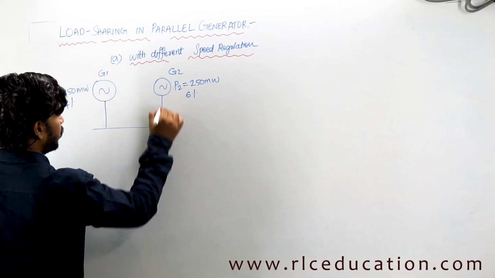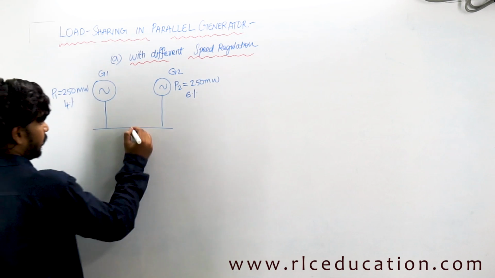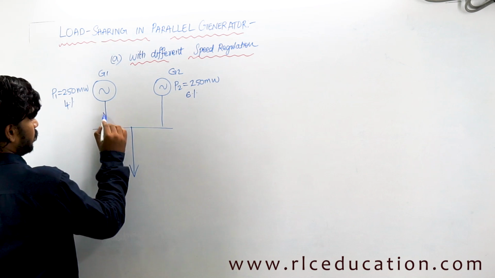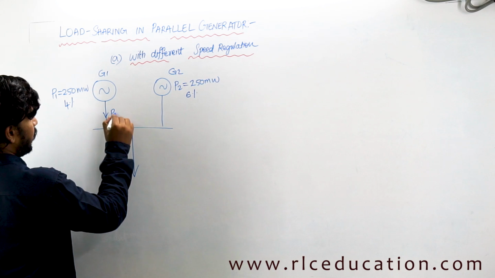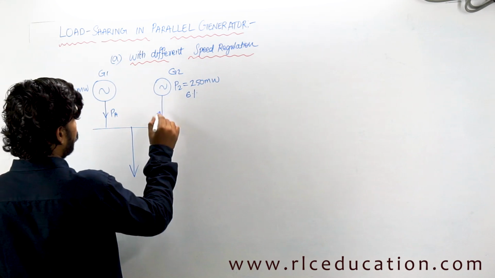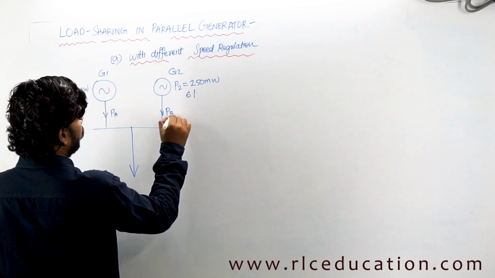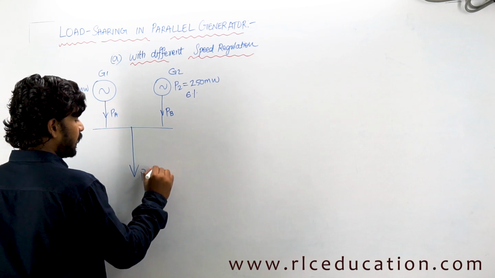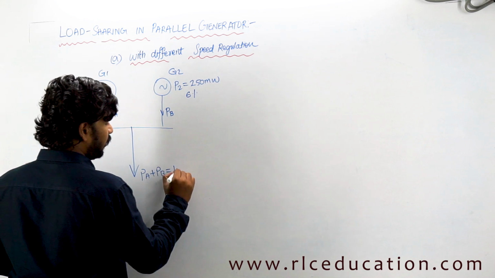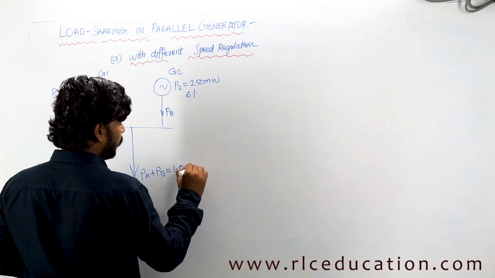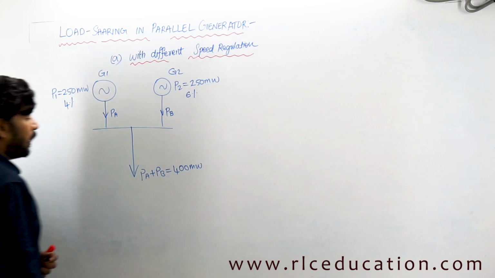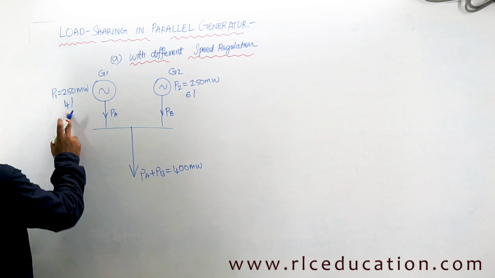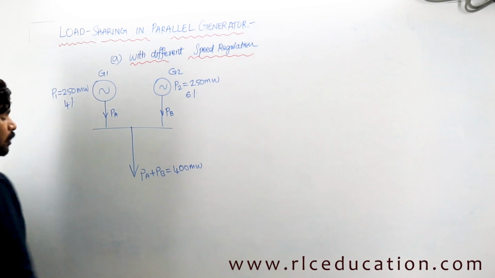Both generators are connected to one common load bus because they are operating in parallel and sharing some load. Let us say the load supplied by generator 1 is PA and the load supplied by generator 2 is PB. So the total load that both generators are together feeding is PA plus PB. Let us say that load is equal to 400 megawatt.